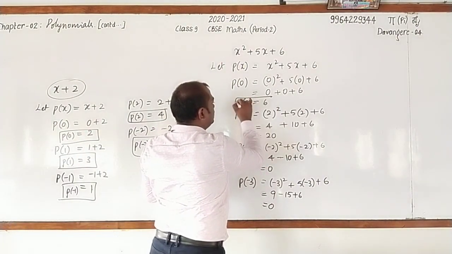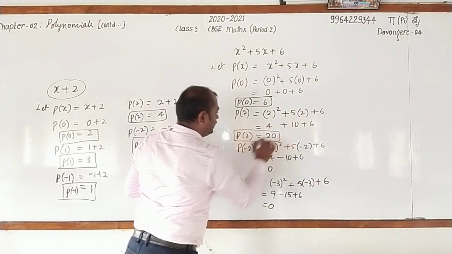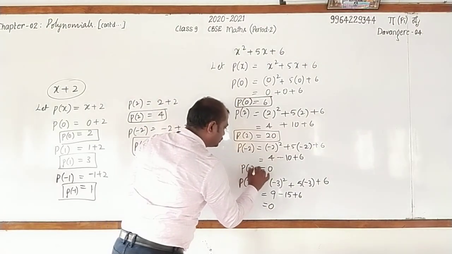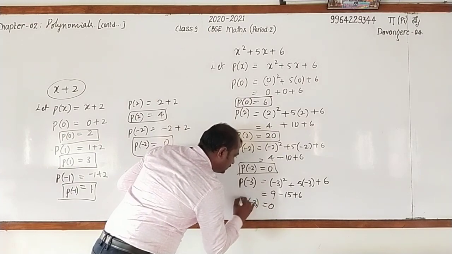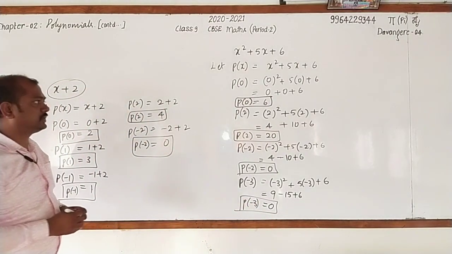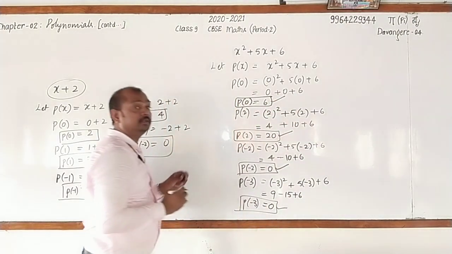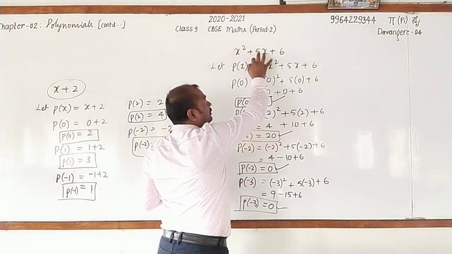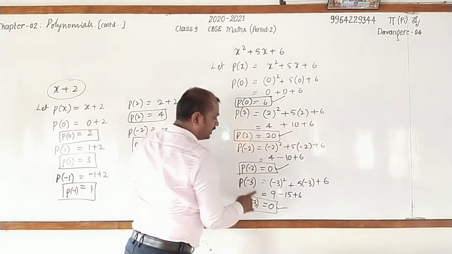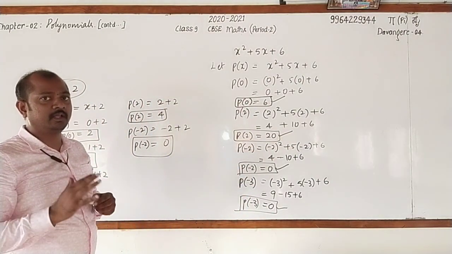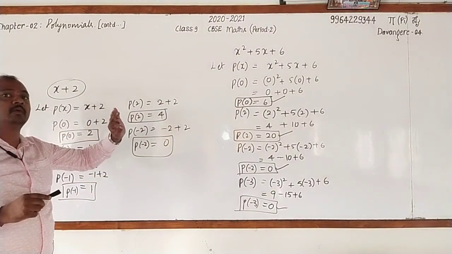P of 0 is 6. P of 2 is 20. P of minus 2 is 0. P of minus 3 is equal to 0. Here 6, 20, 0 and 0. These are all the values of the given polynomial when 0, 2, minus 2 and minus 3 are taken in place of x. Clear?